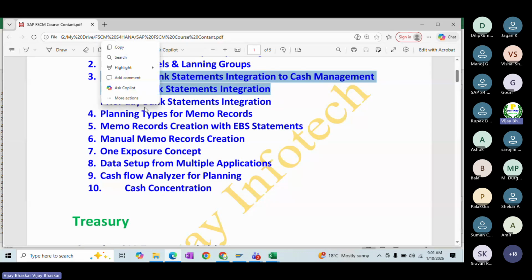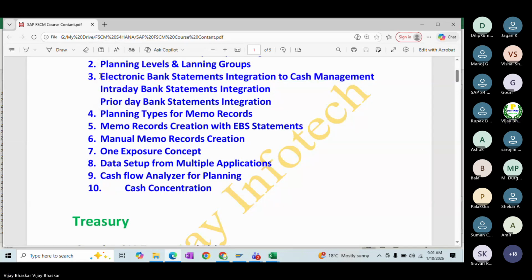But what we are going to learn here is the EBS integration with cash and liquidity management. That is very, very important. There are two things you might have heard. The EBS postings are the prior day statement, and this is a current day statement, an intraday bank statement, the intraday EBS current statement. We will see that.